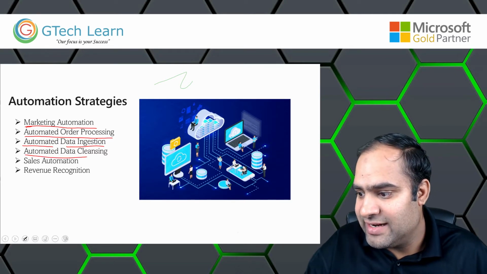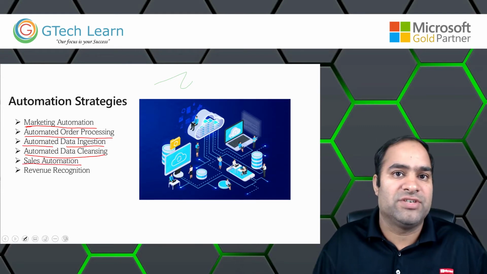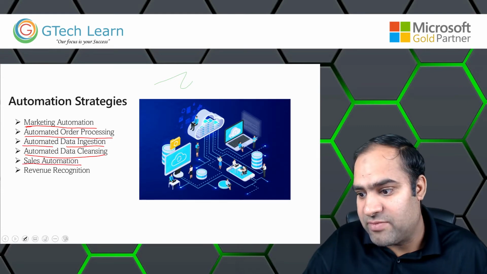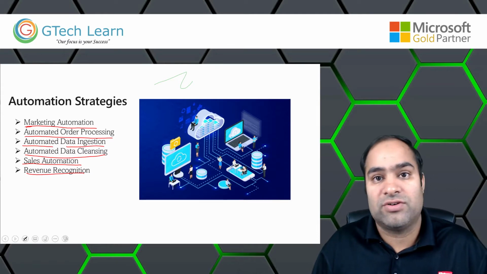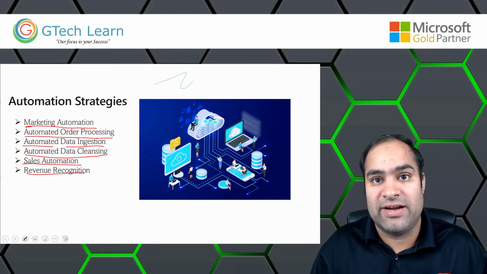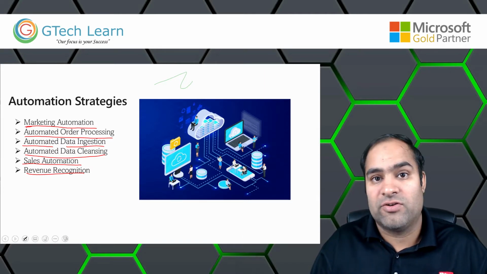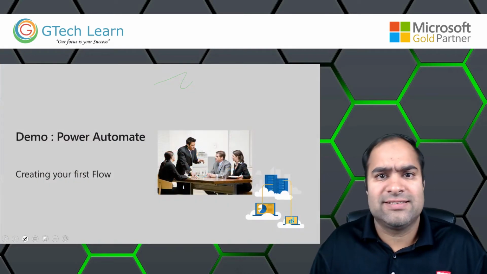You can have automated data cleansing in there. You can talk about your sales automation for revenue generation in there. You can have some revenue recognition processes which your organization might want to automate. So there could be n number of situations and use cases where you might want to create your automation strategies around. Having said that, how does it work?